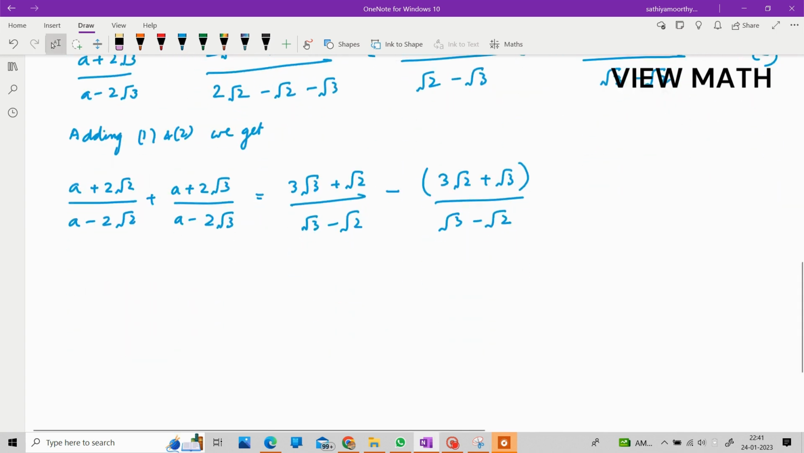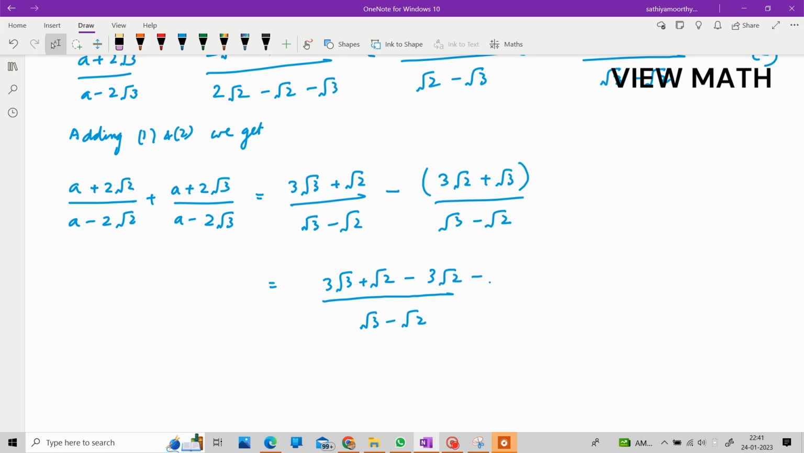So let me combine because the LCM is same, denominator is same. Root 3 minus root 2. So numerator 3 root 3 plus root 2 minus, negative sign I'm taking inside the bracket and removing the bracket, 3 root 2 minus root 3. Let me simplify. 3 root 3 and minus root 3 becomes 2 root 3. Root 2 minus 3 root 2 becomes minus 2 root 2. Denominator root 3 minus root 2.